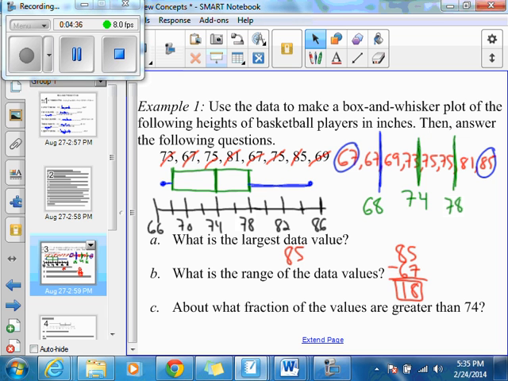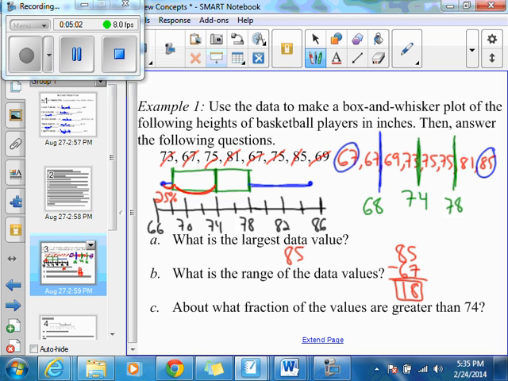And then the last question is one of the most important ones. It asks about what fraction the values are greater than 74. Well, as I said before, quartiles divide the data into quarters. So what that means is that this first area right here, this tiny little area here, represents 25% of the data. A fourth of the data is between 67 and 68.